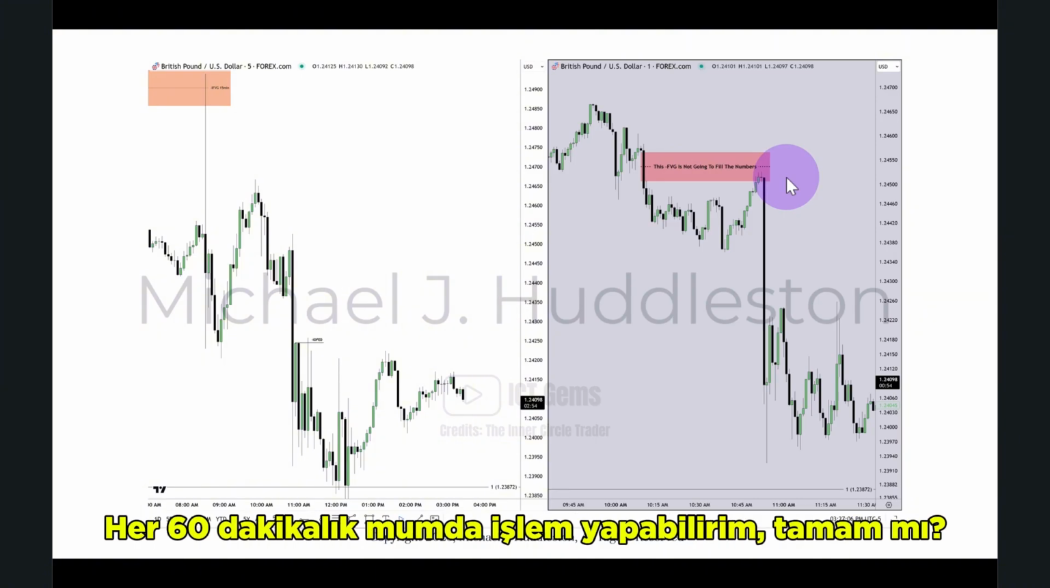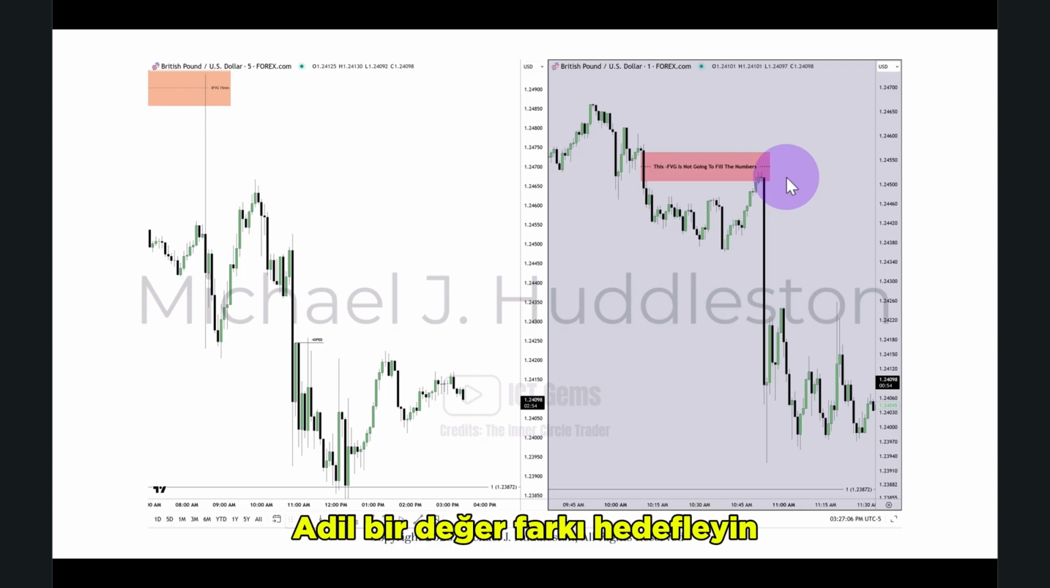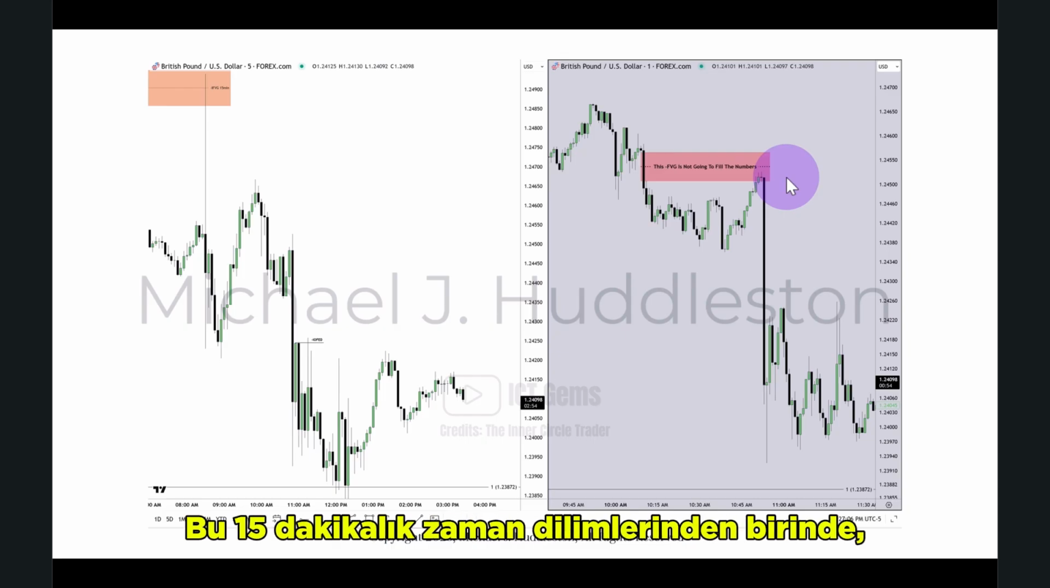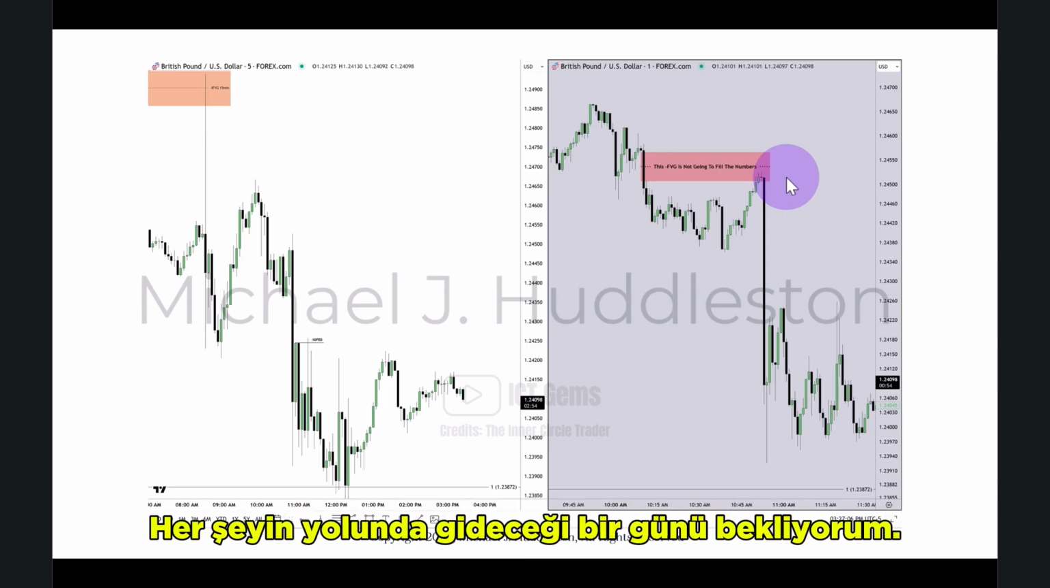I can trade every single 60-minute candlestick, okay, because I have 4 opportunities to do something. Aim for a fair value gap or use the fair value gap that's formed. In one of those 15-minute time frames, in terms of time, I have an opportunity forming. I have an opportunity presented to me. Now, it may not engage the fair value gap that it formed in the previous 15-minute time frame. That's fine. I'm waiting for one where everything lines up.